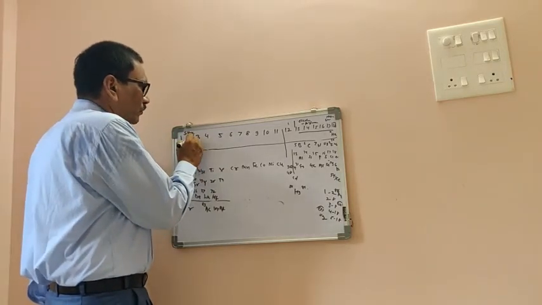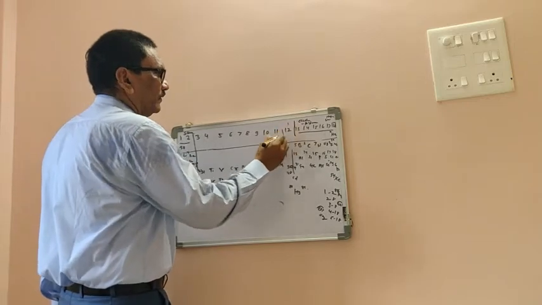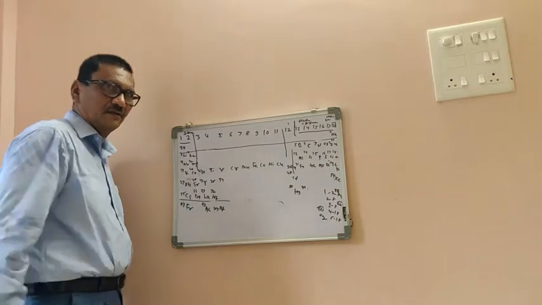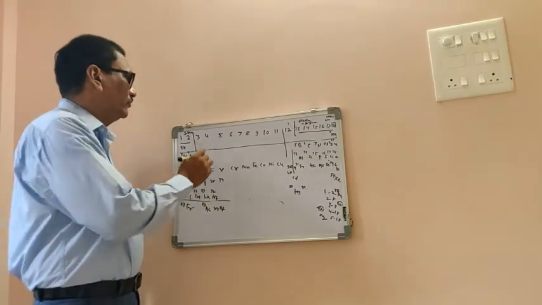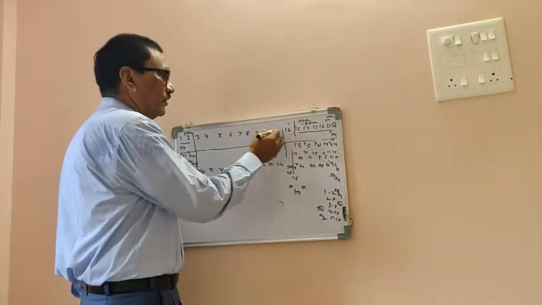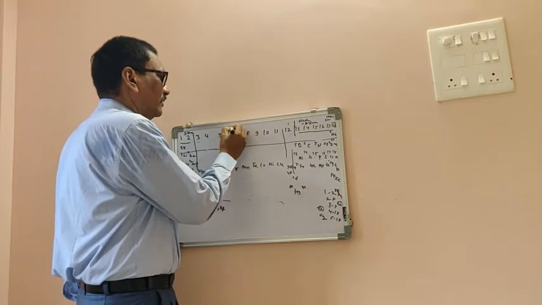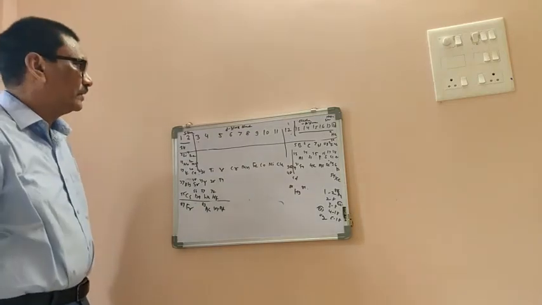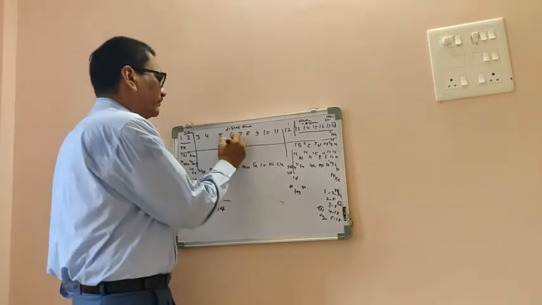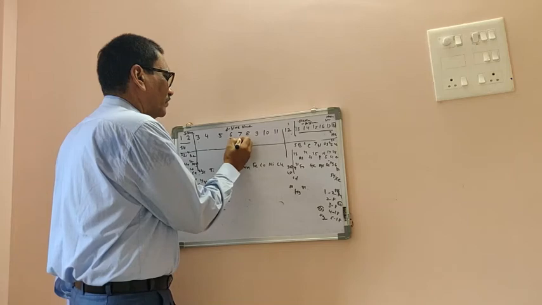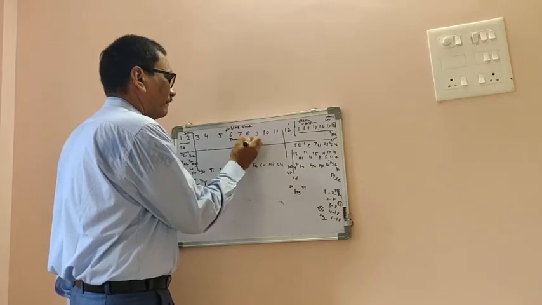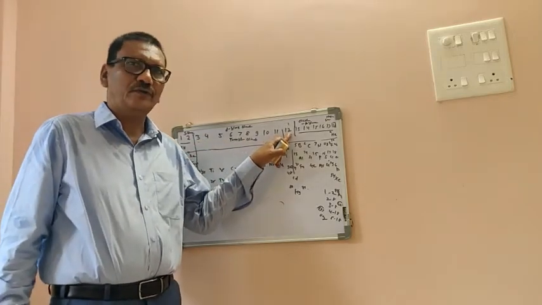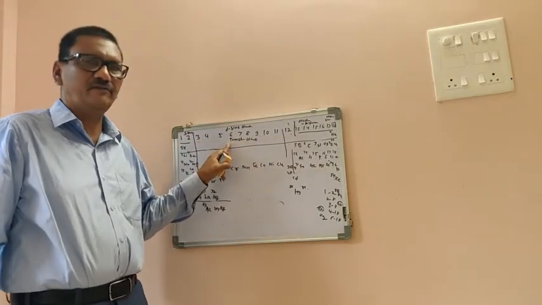Now between group 2 and group 13, there are 10 groups. So these groups 3 to 12 are called the D block elements. In other words, they are called the transition elements. So groups 3 to 12 constitute the transition elements of the D block.